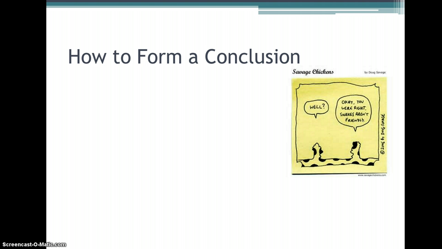So, how to form a conclusion. First, you need to play the so what game, just like you did when you made your thesis statement. Why should people learn about your religion? If you imagine yourself sitting down with a friend, and the friend asks you, why are you writing about this religion? And you're like, because this religion is cool.